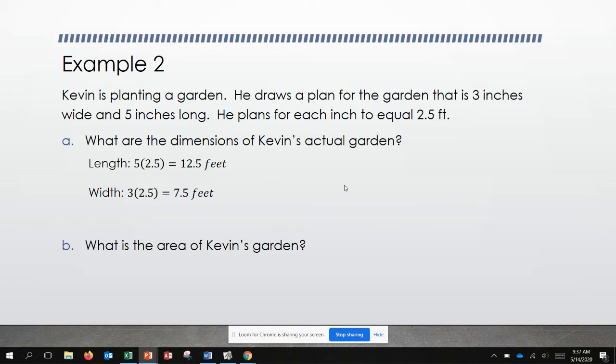What is the area of Kevin's garden? So we know area is length times width. Well, now we have to figure out, what do we want to use here?